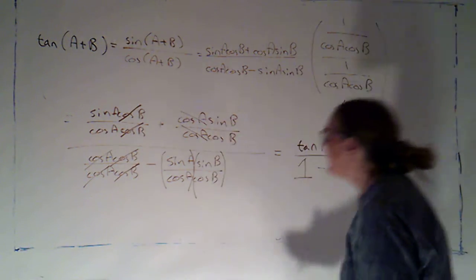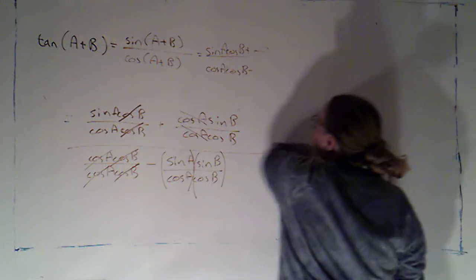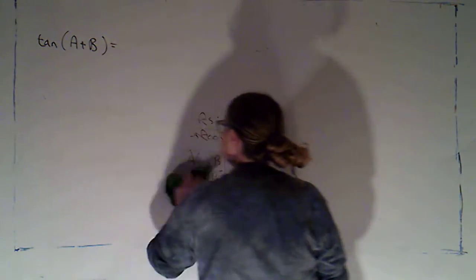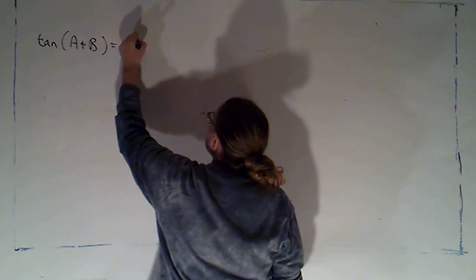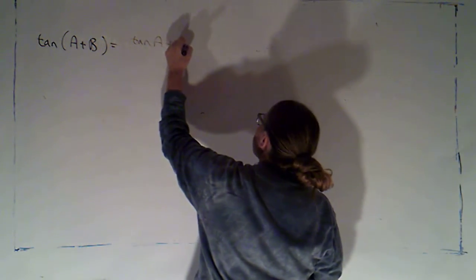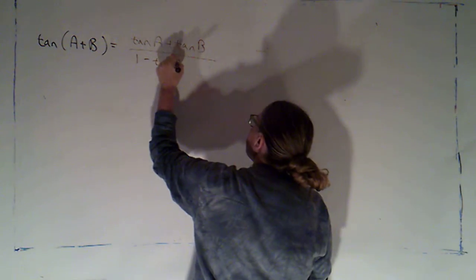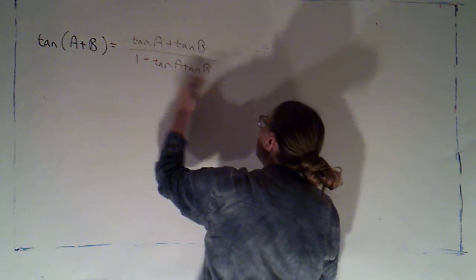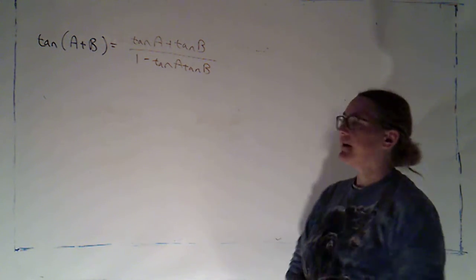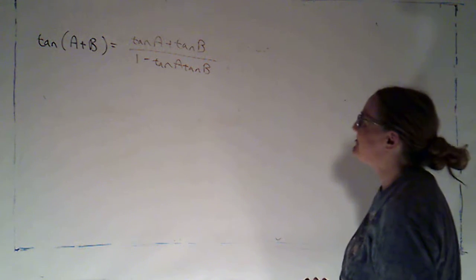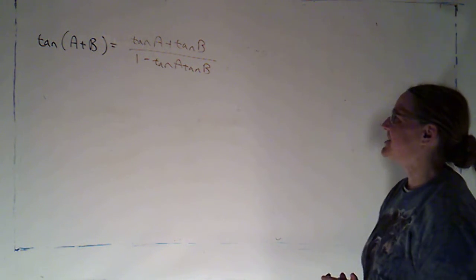All right, so let me just copy that down up here so I can clear some more space. So tangent of A plus tangent of B all over 1 minus tan A tan B. And I'll probably memorize that for the next week or so while we're talking about it, and then I'll forget it again and derive it the next time I need it. So that is the sum formula for tangent.